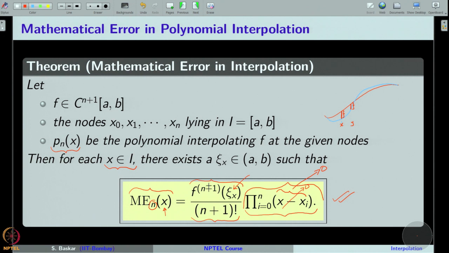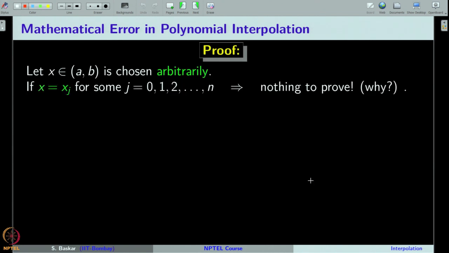Well, f^(n+1) is a continuous function defined on the closed and bounded interval. Therefore, it is a bounded function. Therefore, a finite number times 0 will come, and that is obviously 0. So, there is nothing really interesting for us to prove because the expression is automatically giving us that the mathematical error should be 0 if x is one of the nodes.